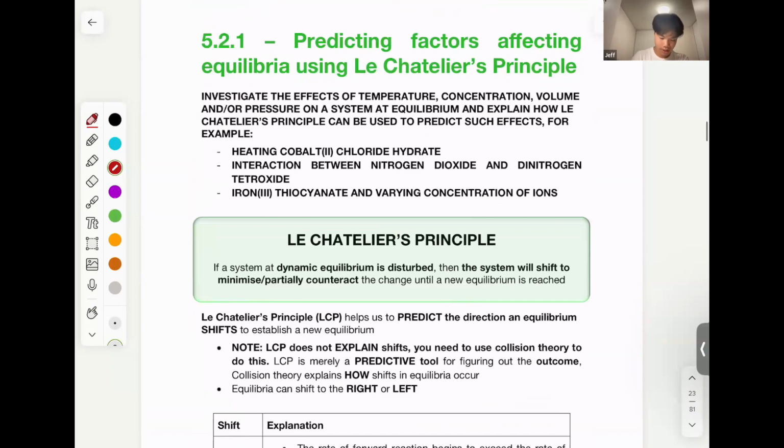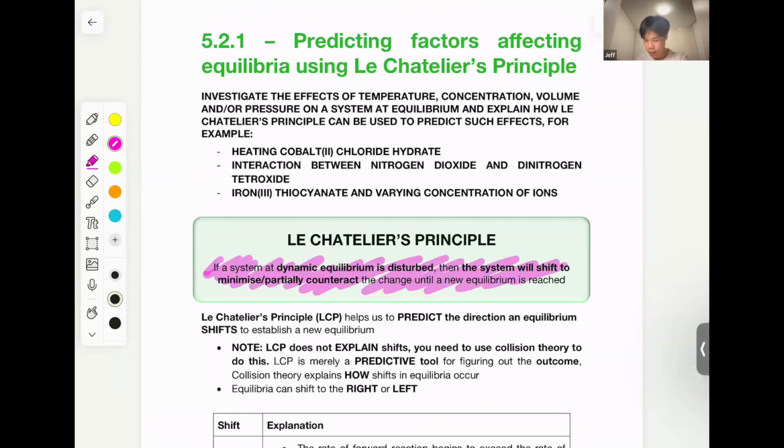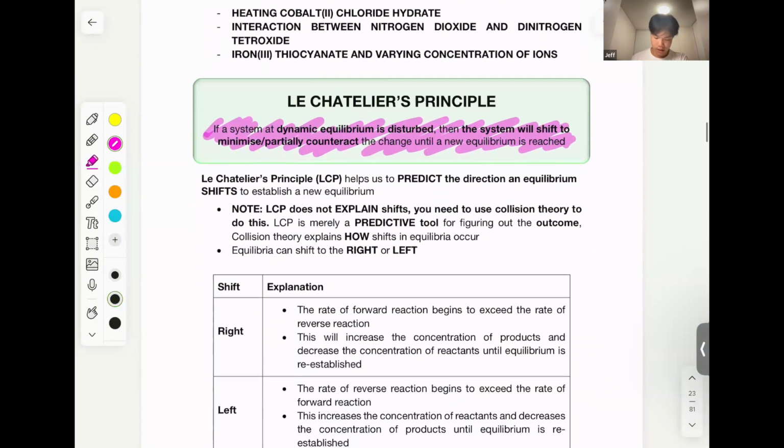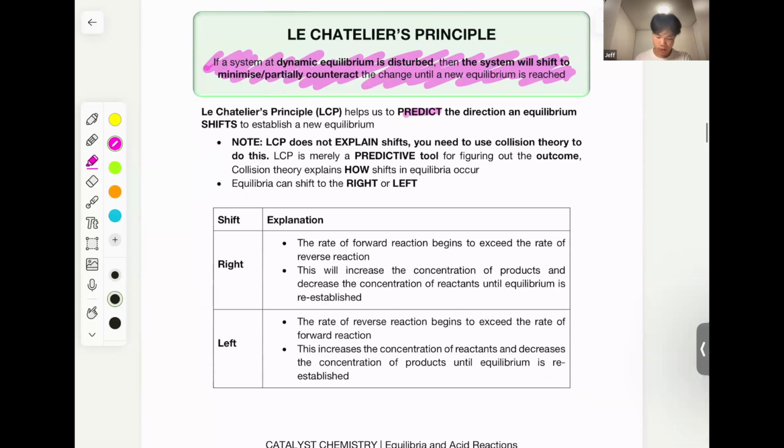LCP, to quickly rehash, every time you define this for the first time in a response, I would define this if it was up to me to play it safe. You would say a system at dynamic equilibrium, if disturbed, will shift to minimize or partially counteract the change until a new equilibrium is reached, or some paraphrasing of that. It helps to predict the direction it will shift, and you can either go to the right or to the left. When we say shifting to the right, we refer to the system shifting to make more product.